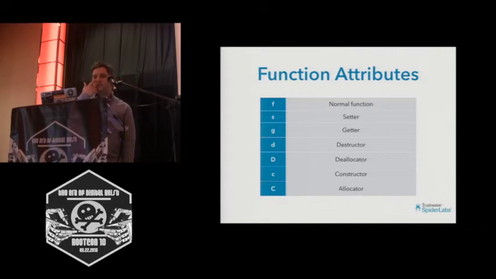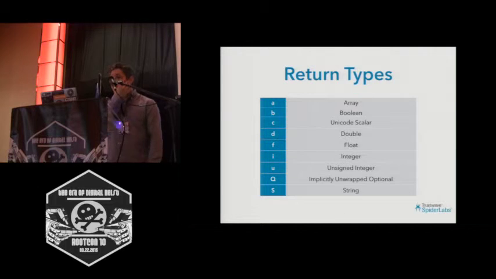So the different function attributes. The lowercase f just represents a normal function. Then lowercase s and g represent your setter and getter methods. And then your lowercase c and d are your constructor and destructor methods. And then your uppercase C and D are the allocator and deallocator methods. Return types, again, so A for array, B for boolean, it's pretty straightforward, right? F for float, I for integer, uppercase Q for implicitly unwrapped optional, and uppercase S for string.